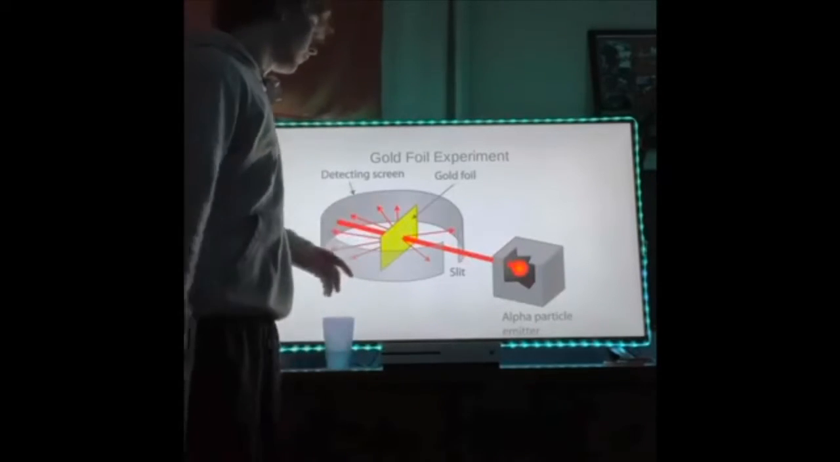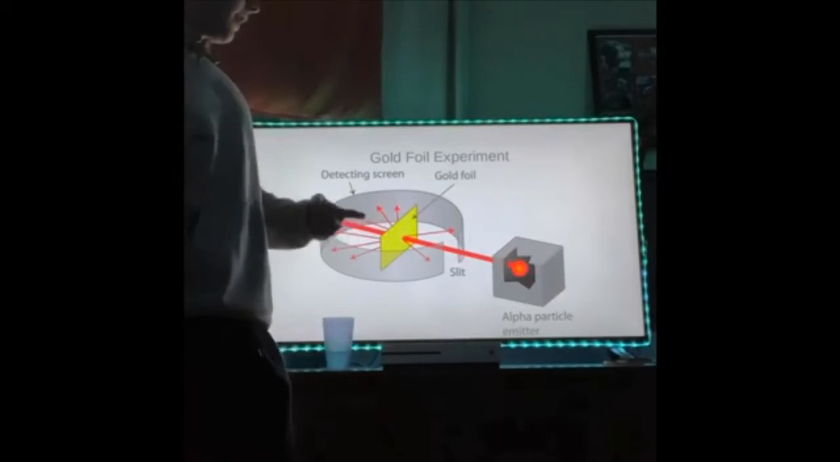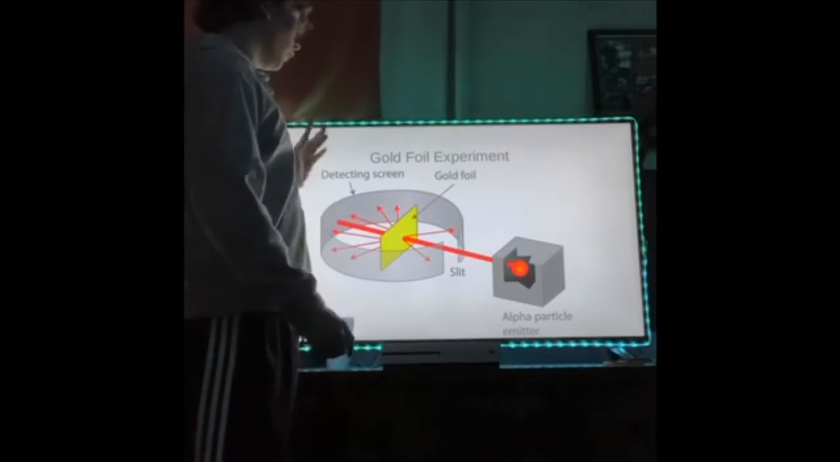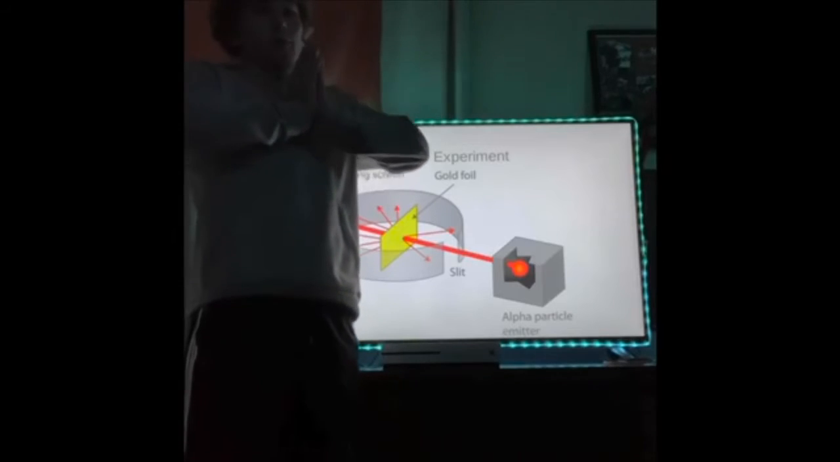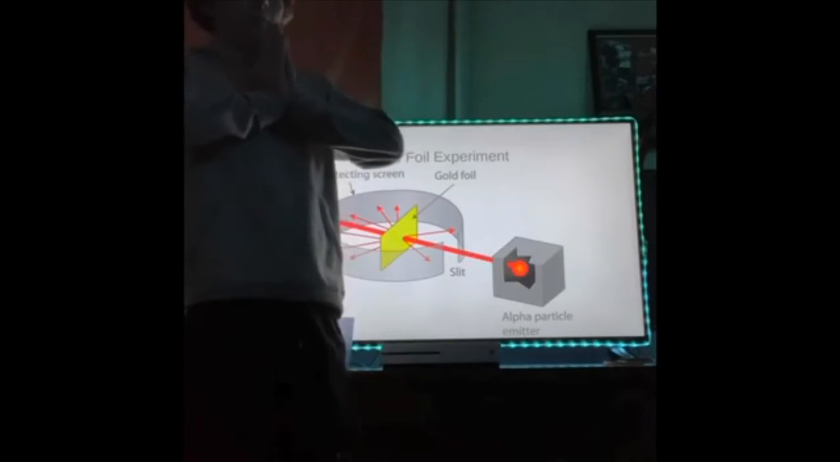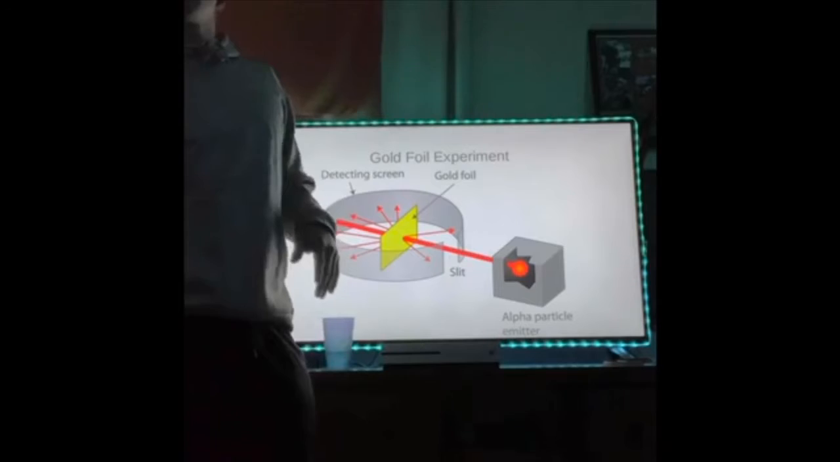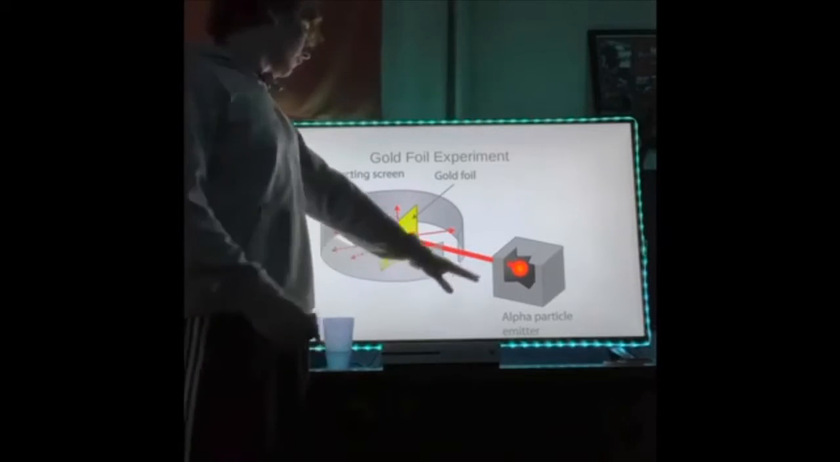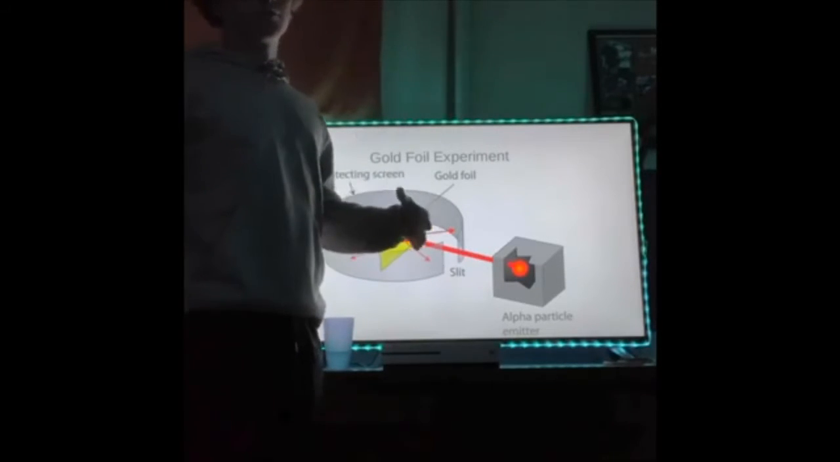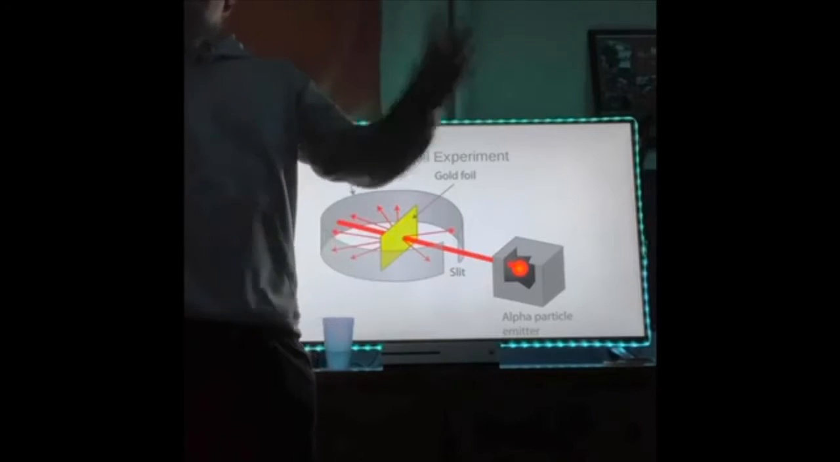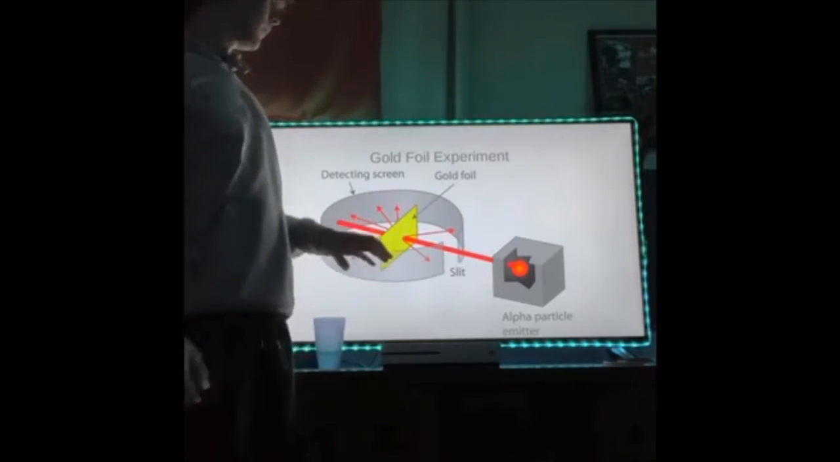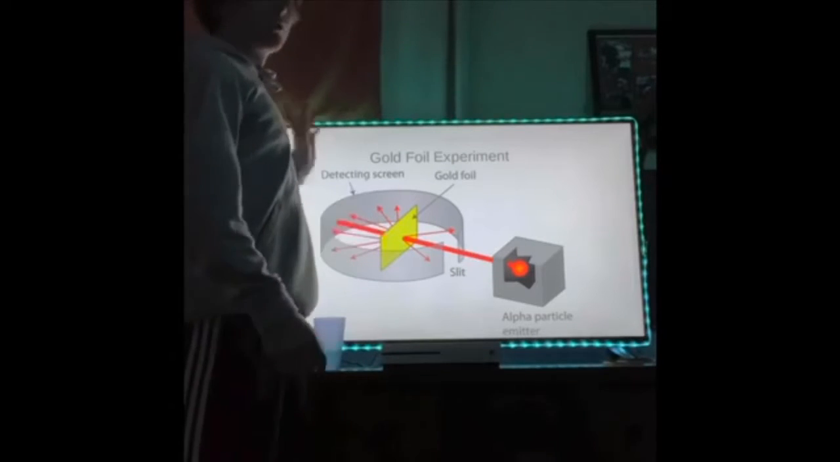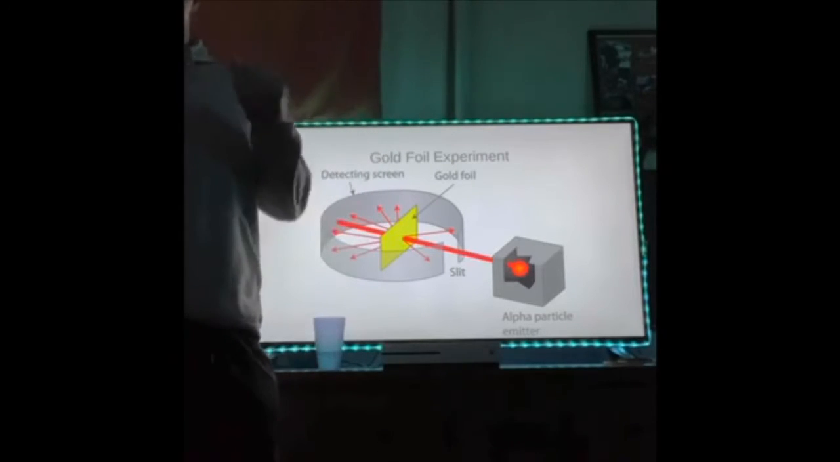In this gold foil experiment, he used alpha particles and gold foil. Now he used gold foil because you could smash gold foil into very, very thin pieces, so it made it easier. Now these alpha particles, positively charged particles, were pretty much able to go through anything. What was expected was for these particles to be reflected or bend.